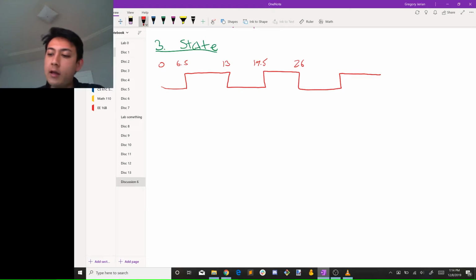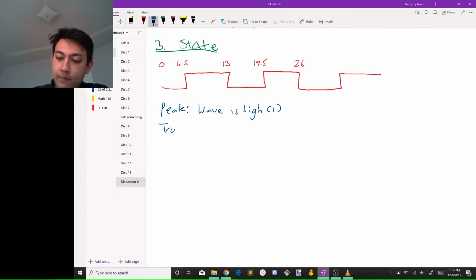So you'll notice that the distances between two corresponding peaks, for example, are the same, right? So this will be the same distance as this. I guess I didn't draw it in, so you shouldn't have noticed that, but it is. Let me define some words. The peak is when the wave is high, and there's also a trough, which is when the wave is low. So this is a peak, and this is a trough.